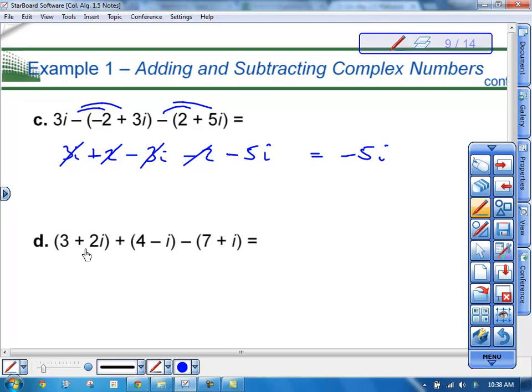For the next one, same thing. Distribute the negative, you get -7 minus i. And then add all the parts together. So this is 4 minus i, and this is 3 plus 2i. So we're going to add the real parts together. 3 plus 4 is 7, minus 7 is 0. So those all canceled. And then we have 2i minus i is i, and i minus i is 0. So this ends up being just 0.